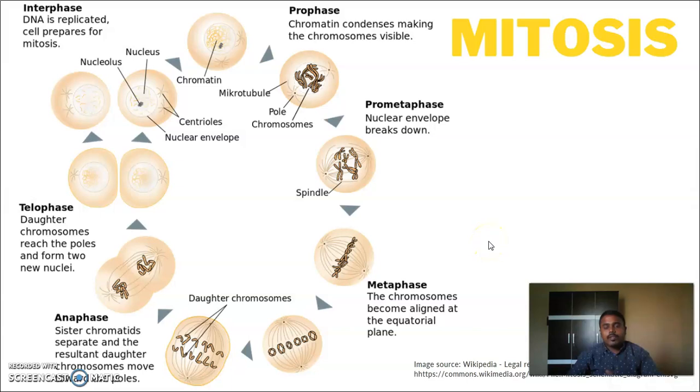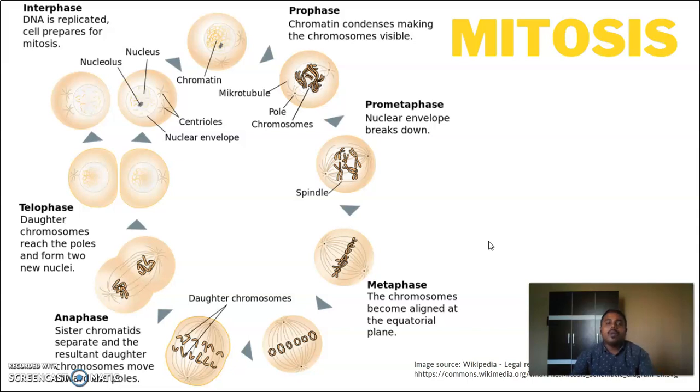So we have seen what a cell cycle is in our previous video. So what is interphase? What is G1, what is S, what is G2, and how does a cell get prepared to enter into mitosis? Mitosis is the most important phase for a cell to get divided into two daughter cells.